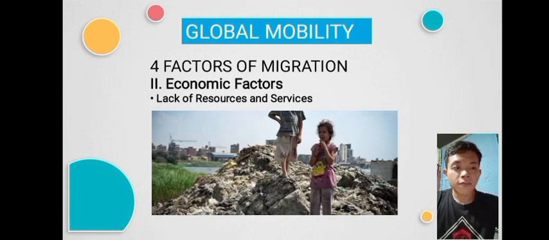And then we have the lack of resources and services. For example, a country cannot provide enough electricity for all of its people, or cannot provide water or any other resources for people to live, or there is not enough land for houses. This could be one of the big factors that affects people to migrate to find a better living.